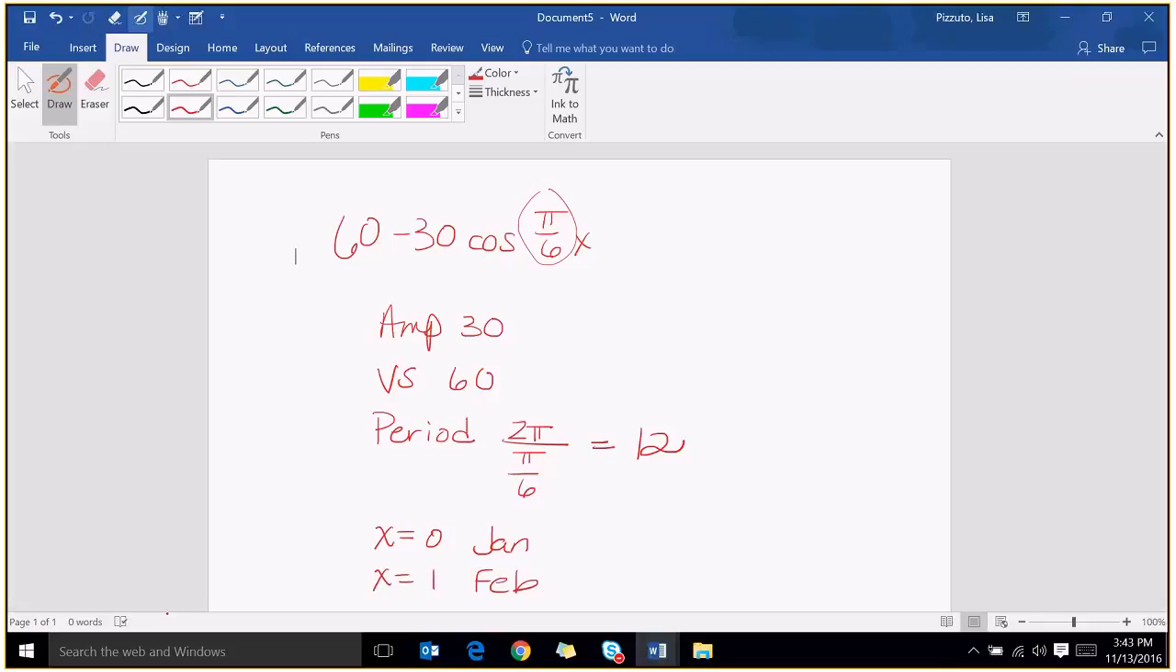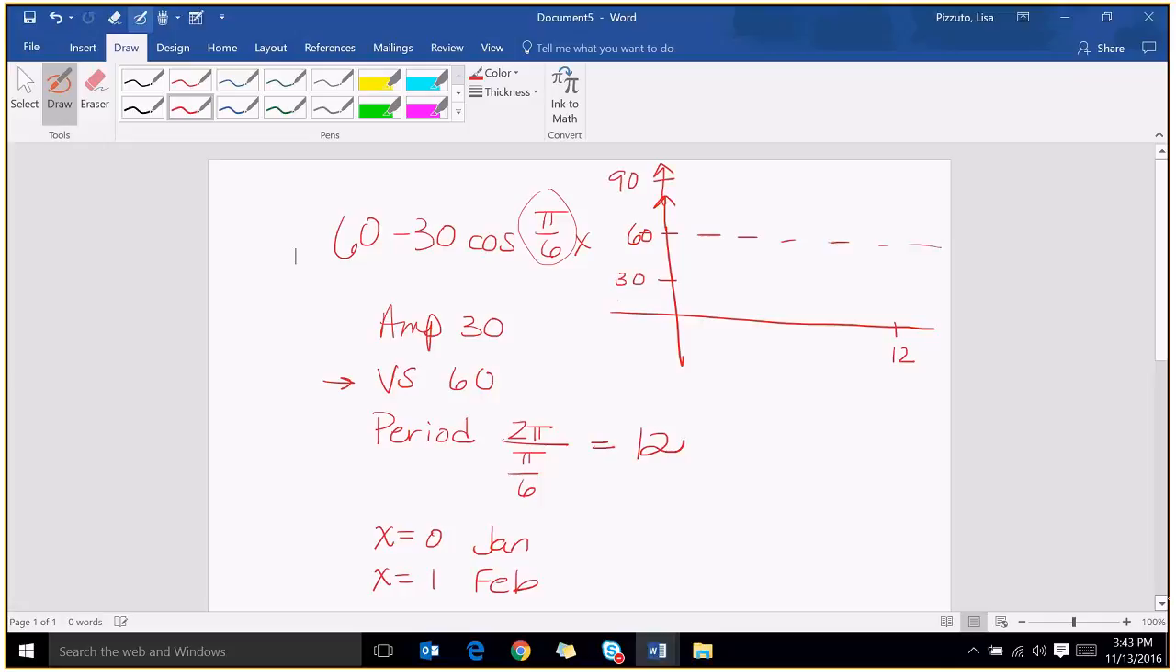Now that we have all these values, it shows us how we're going to set up our axes. So our period's going to go out to 12, right? The vertical shift means that my midline is all the way up here at 60. Does that make sense? And since my amplitude is 30, that means it's going to be as high as 90 and as low as 30.